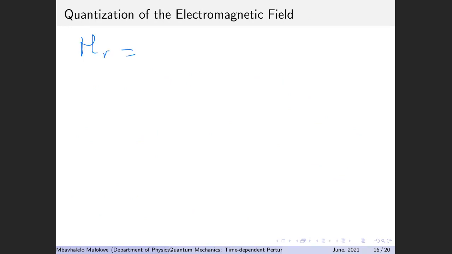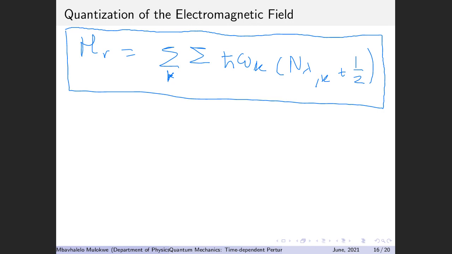And then your H R will just be the sum over k. Actually, this is what I was trying to do on the whiteboard. It just becomes messy. But the final expression for the Hamiltonian in terms of these creation and annihilation operators is given by h bar omega k times n lambda k plus a half. This is the summary of what we have been trying to do, where, similar to the simple harmonic oscillator, this number operator n lambda k is just the product a dagger lambda k with a lambda k.